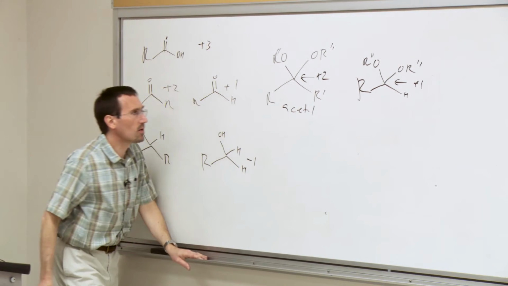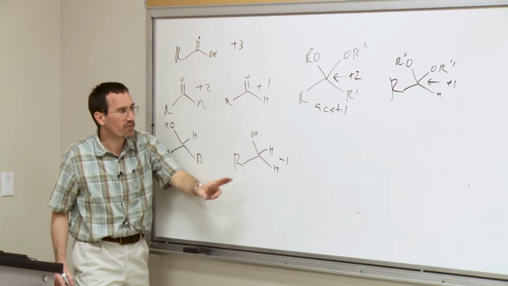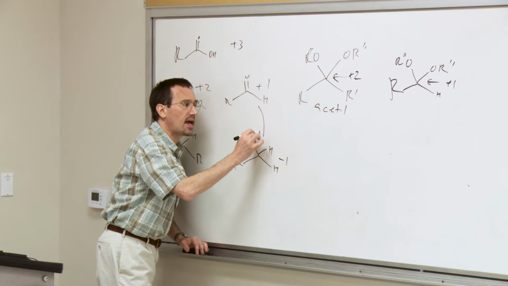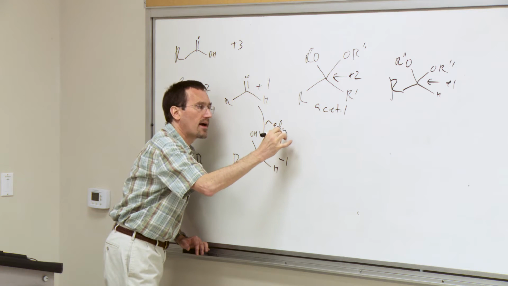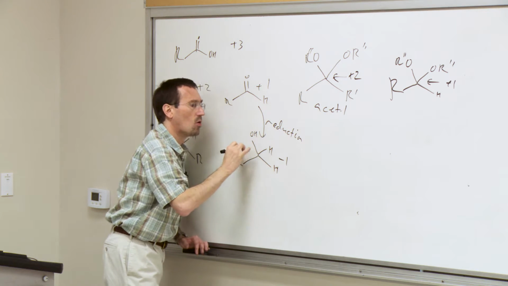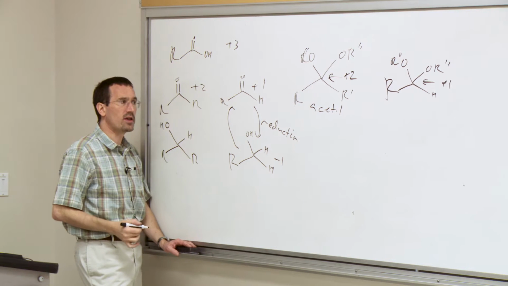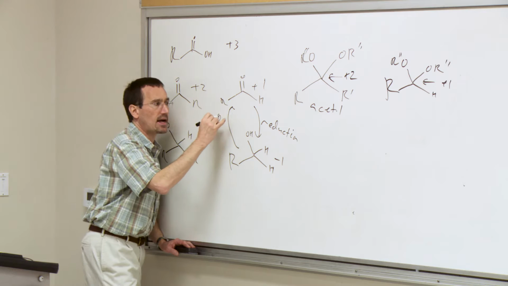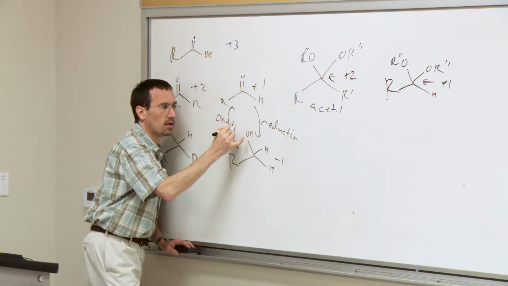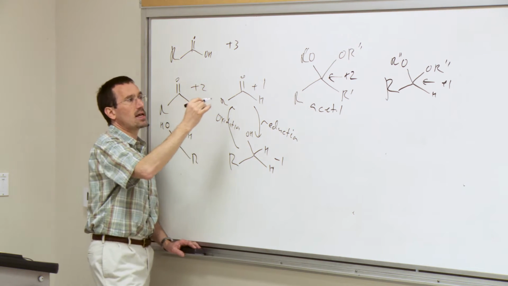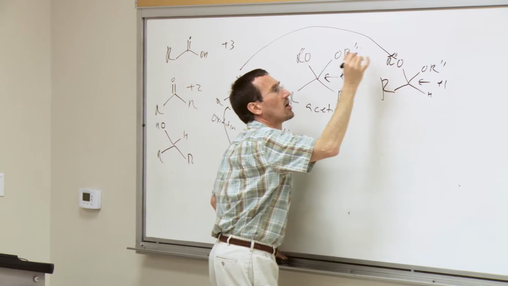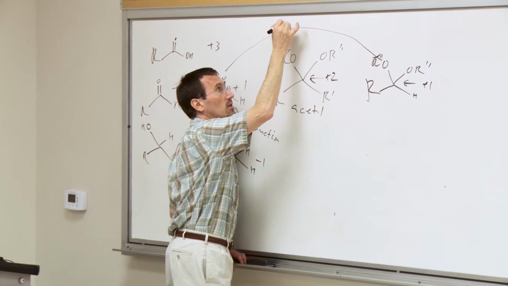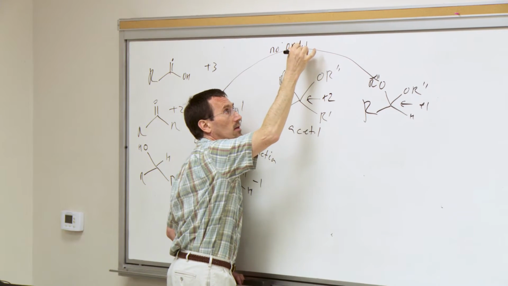Exactly. And so immediately you can see that if you're thinking about moving between an aldehyde and an alcohol, you're talking about a reduction reaction. Or conversely, if you're talking about moving between an alcohol and an aldehyde, you're talking about an oxidation reaction. But if you're talking about, say, moving between an aldehyde and the corresponding acetal, you're not talking about oxidation or reduction.